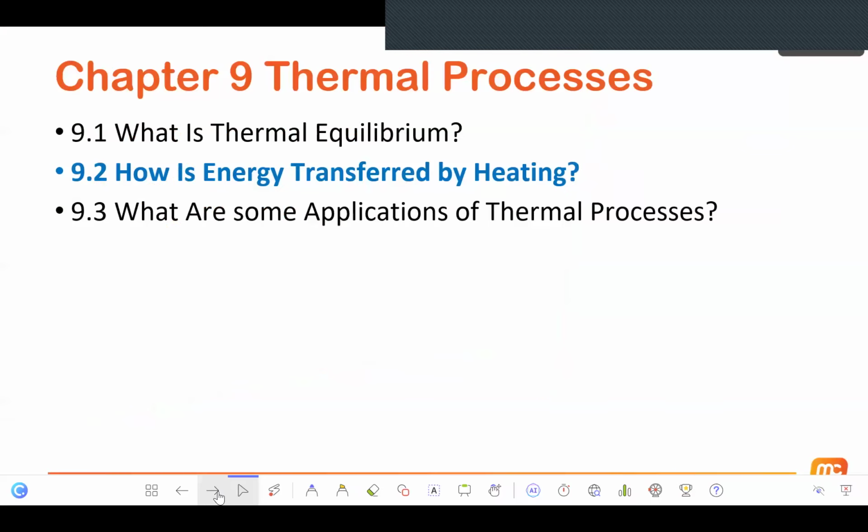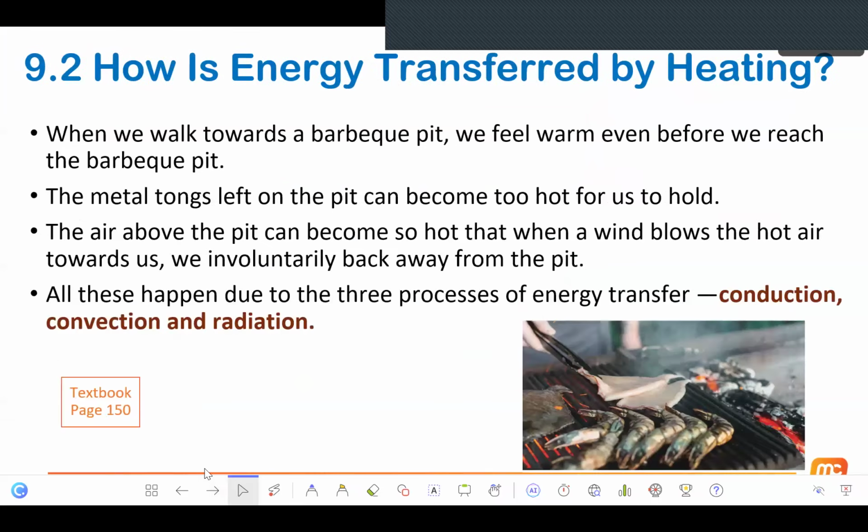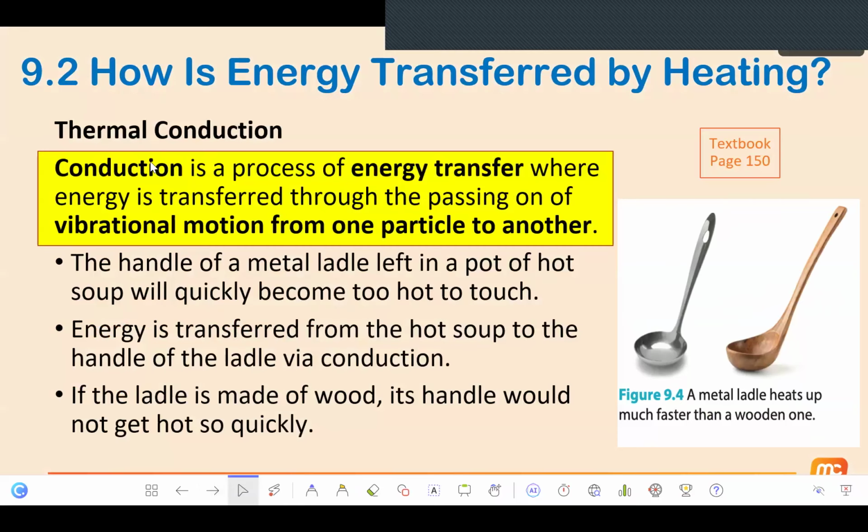How is energy being transferred by heating? There are actually three processes: conduction, convection, and radiation. These are the three main processes by which energy moves from a region of high temperature to a region of lower temperature. Conduction, convection, radiation. So I'll move on to conduction.